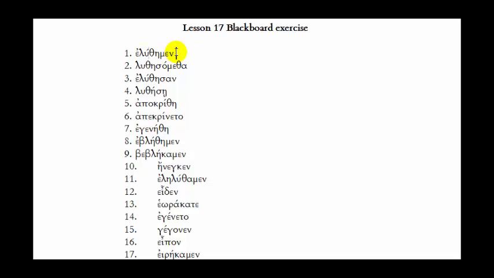Okay, eleuthemen. So first of all, you've got that theta eta ending there with the augment. That suggests aorist passive. Okay, aorist passive. In this case, what? First singular, first plural. First plural rather, right? Because of the men ending. All right. So first plural, aorist passive, indicative.